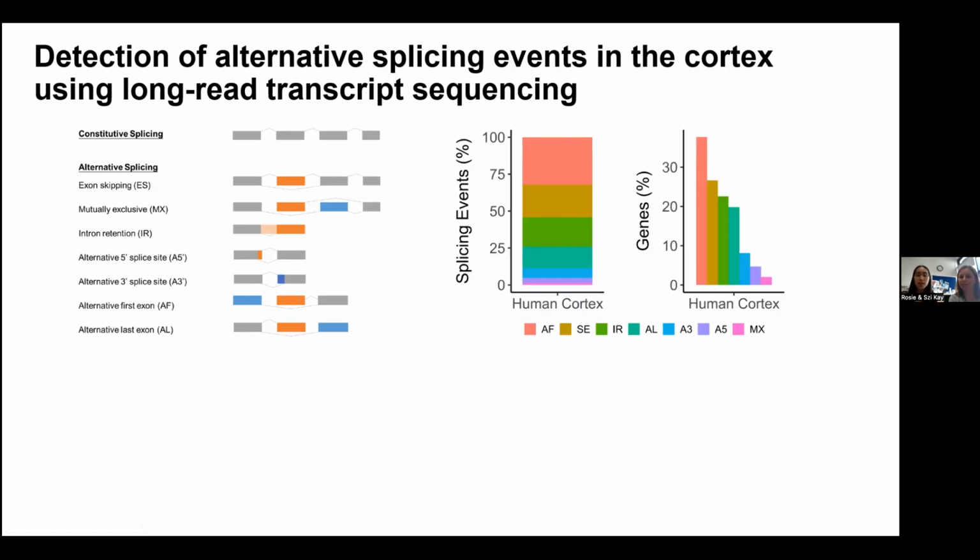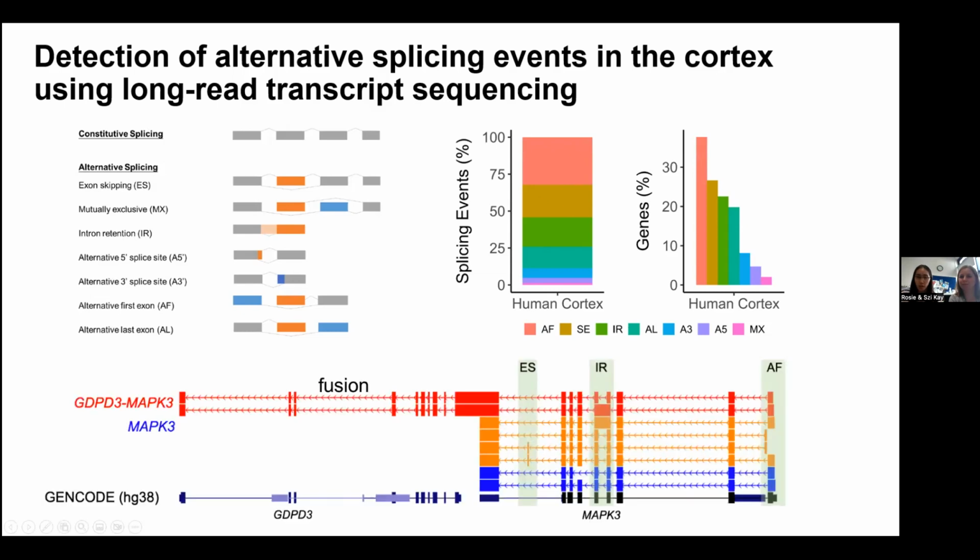And what we find in our cortical dataset is a widespread range of splicing events across multiple genes, predominantly alternative first, but also exon skipping, which is in line with the literature. And this is just an example of those events in a gene known in autism, MEG3.